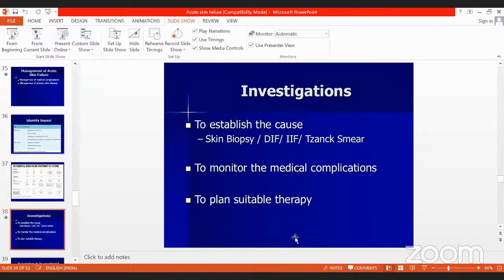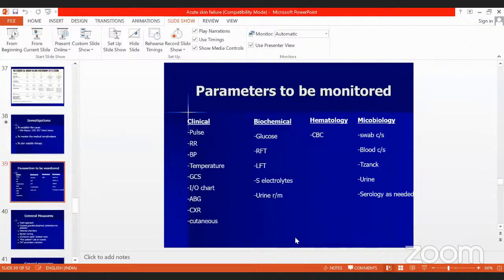How will you investigate? You have to investigate to establish the cause. So we do a biopsy, immunofluorescence, indirect immunofluorescence. We monitor for medical complications to plan suitable therapy. So all these things, you have clinical parameters, including the pulse, respiratory rate, blood pressure, input-output chart, GCS, chest X-ray, biochemical parameters in the form of glucose, electrolytes, liver function test, renal function test, CBC, and of course microbiology. If you're suspecting sepsis, you do a blood culture, but you can take a swab culture from the skin. Sometimes you have to take a Tzanck smear to rule out herpes, and serology as needed.